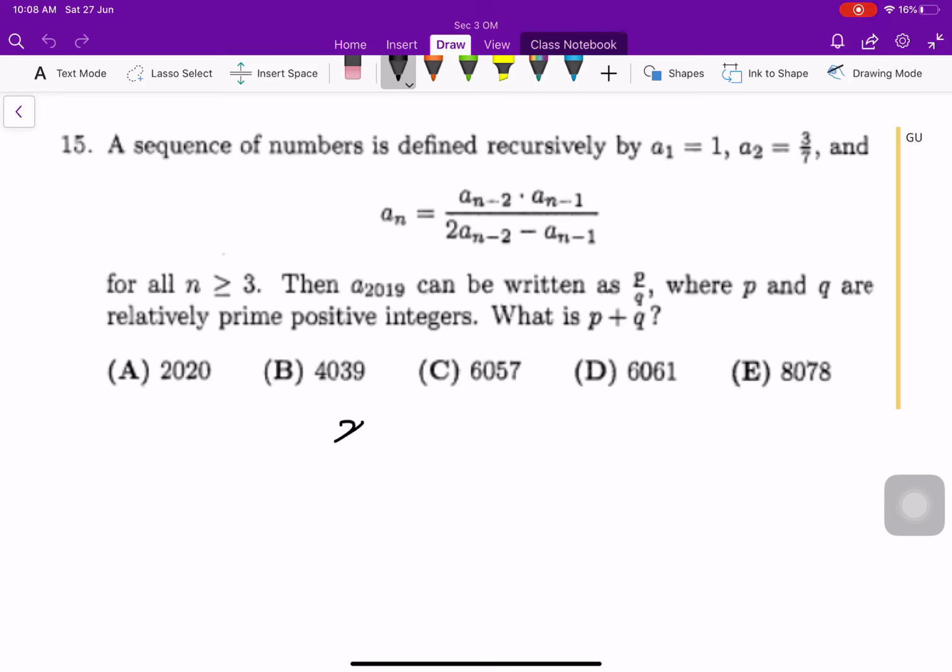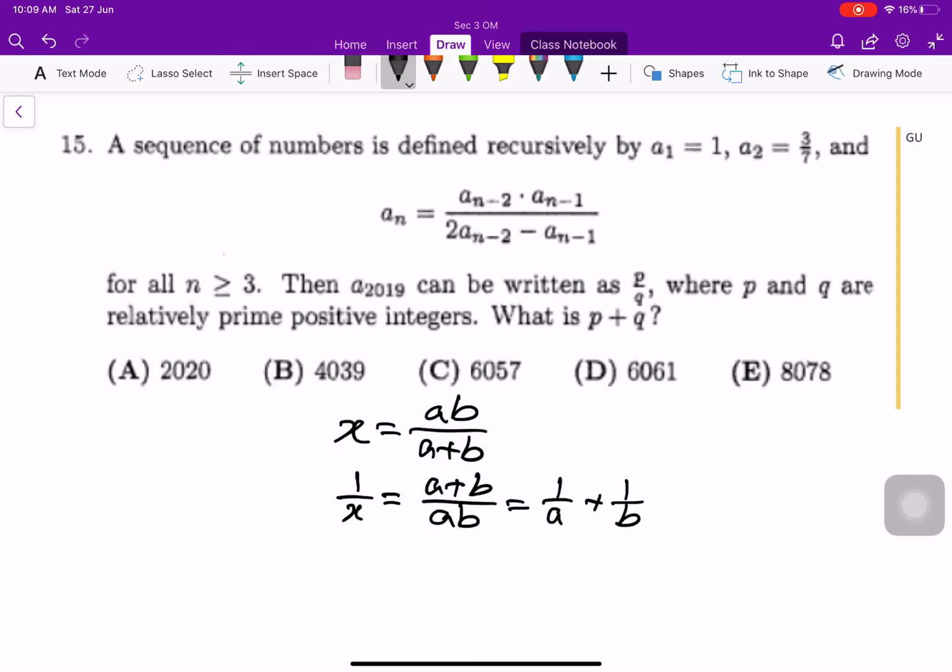When you are given x equal to AB over A plus B, basically we cannot simplify further, right? But the moment I take the reciprocal, then this is A plus B over AB, or then I can simplify this as 1 over A plus 1 over B. That means there is a chance for me to do some simplification, right? Therefore, same idea here.